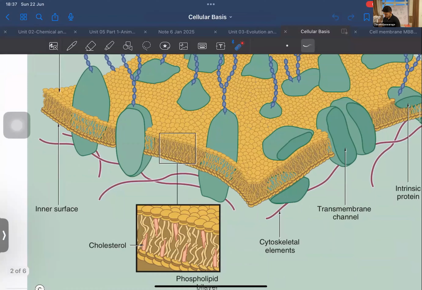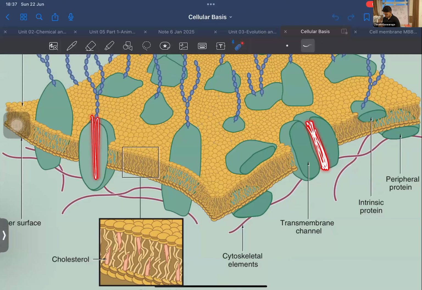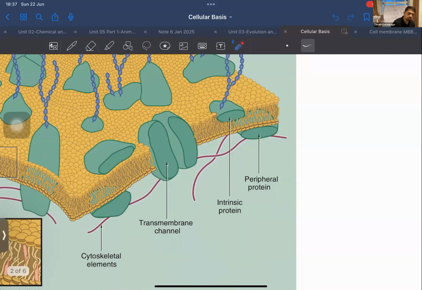So this is a transmembrane protein as well. But the difference between them is what? This has a channel. This does not. This is a peripheral protein. This is also a peripheral protein. You can see my screen, right? This is also a peripheral protein.